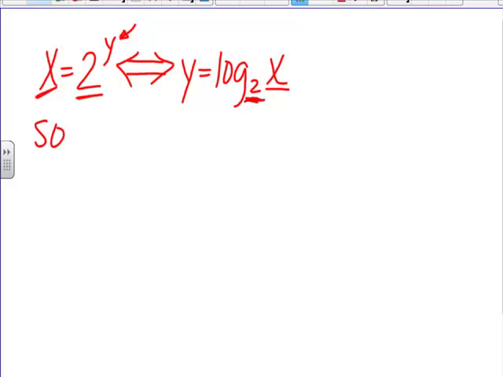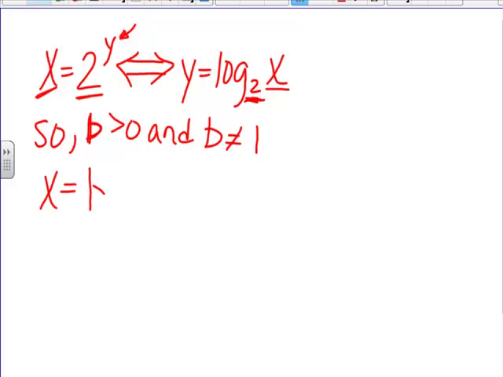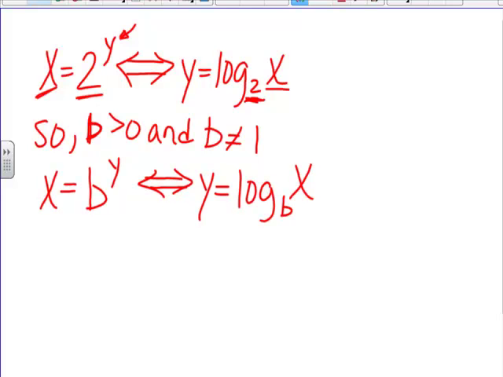So if b is bigger than 0, if the base is bigger than 0, and the base doesn't equal 1, because a 1 raised to any power is going to be a 1, it won't be a logarithm. It is a fact then that x equals b to the y will always be the same as y equals log base b of x.